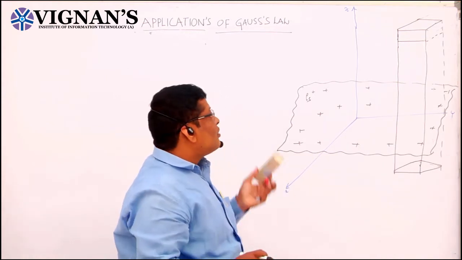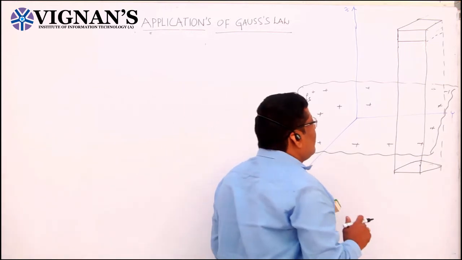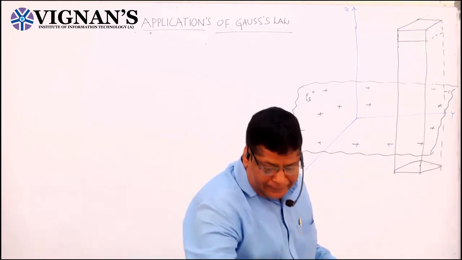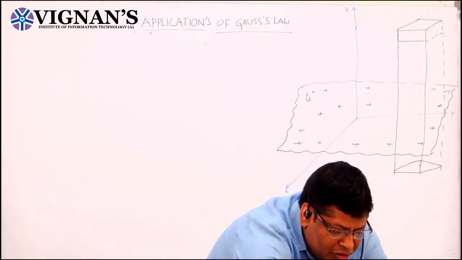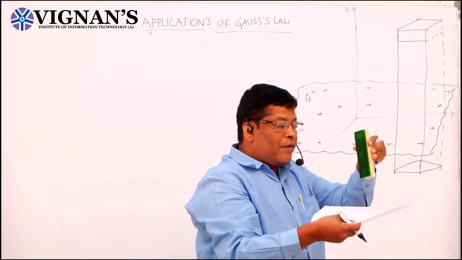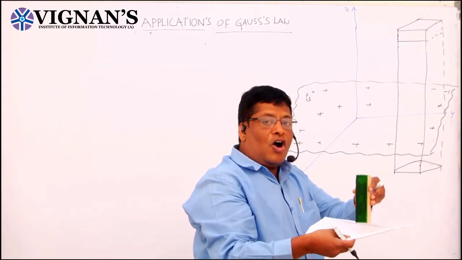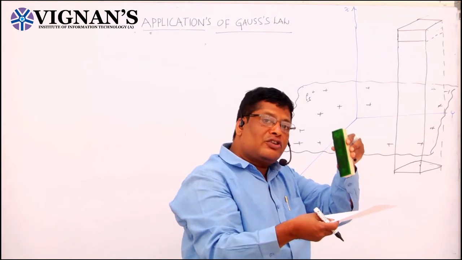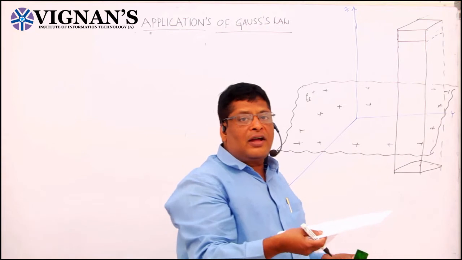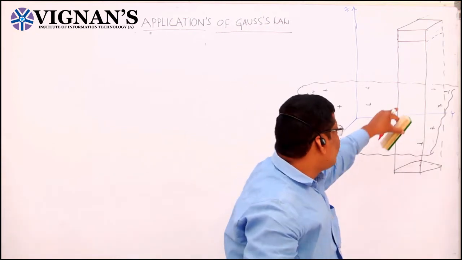Now, if you observe closely, this is the infinite sheet, the sheet of charge. We have taken the Gaussian surface through the sheet. The amount of Gaussian surface on the top of the sheet should also be there at the bottom of the sheet. In that manner we have taken it.